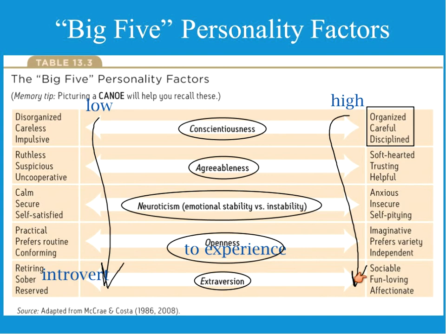Extroverted folks, these are like the captain of the cheer team and the student government president. They're sociable, they're fun-loving, they're affectionate. They're the ones that are just the life of the party, okay? So everybody falls somewhere along these different dimensions, and I guess ultimately what you could get, right, is some kind of a profile across these five different dimensions. All right? Questions about these big five personality factors from Cattell?